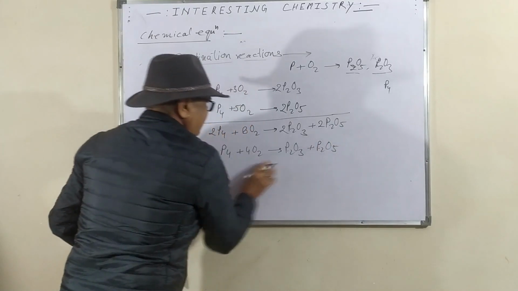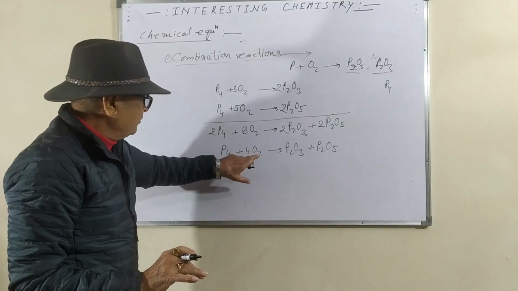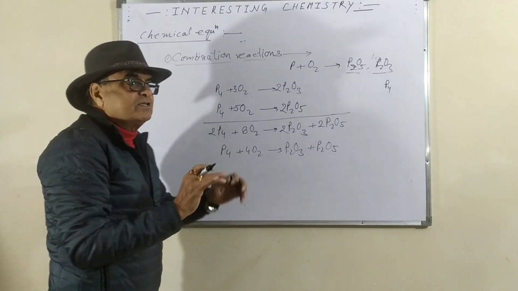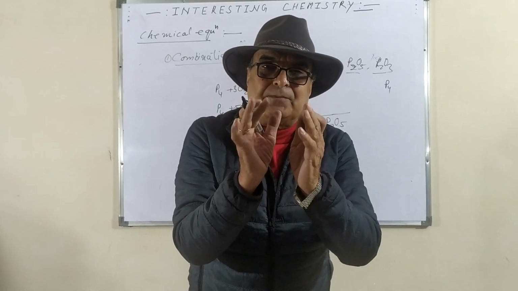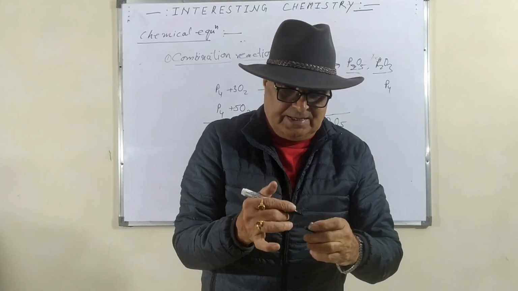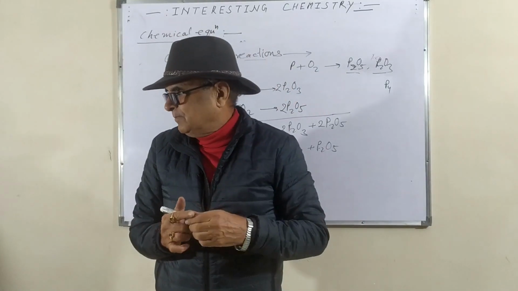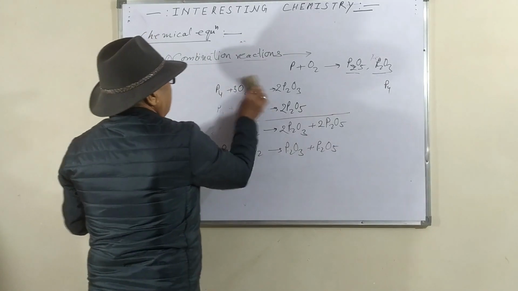This is the equation: 5 and 3, 8 oxygen, and 4 into 2 oxygen. So this is the way you balance the equation. I am telling this with the help of the combination reaction. Again I am taking some more examples of combination to make you understand.